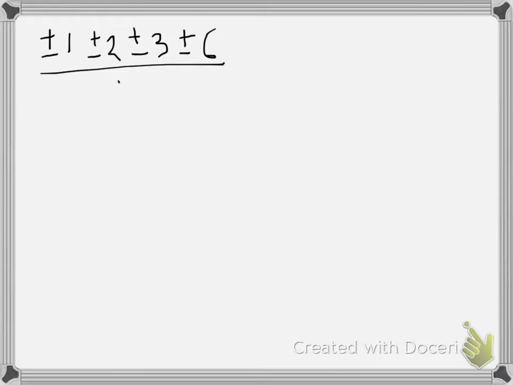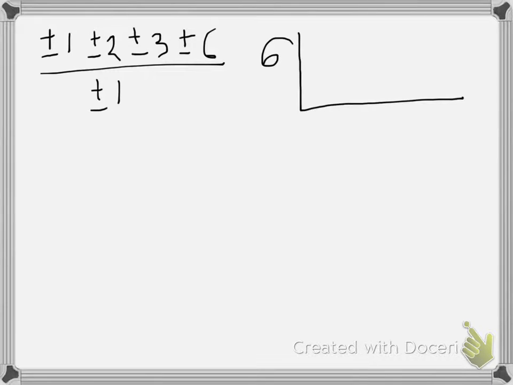Number 2, we have, again, 6 as our constant, so we've got plus or minus 1, plus or minus 2, plus or minus 3, and plus or minus 6, all over plus or minus 1. All right, so let's see what we can do. Let's try something different. Let's try 6.